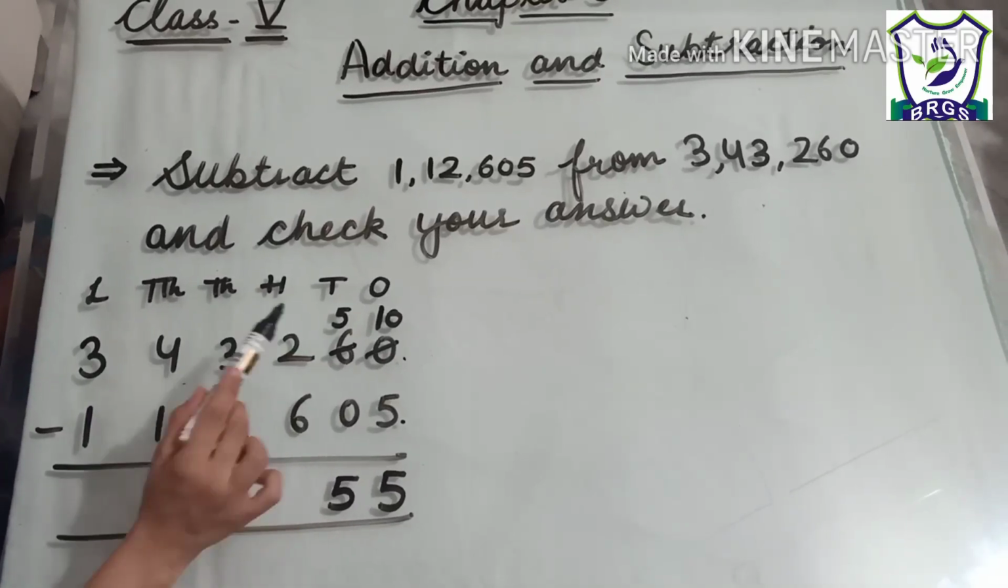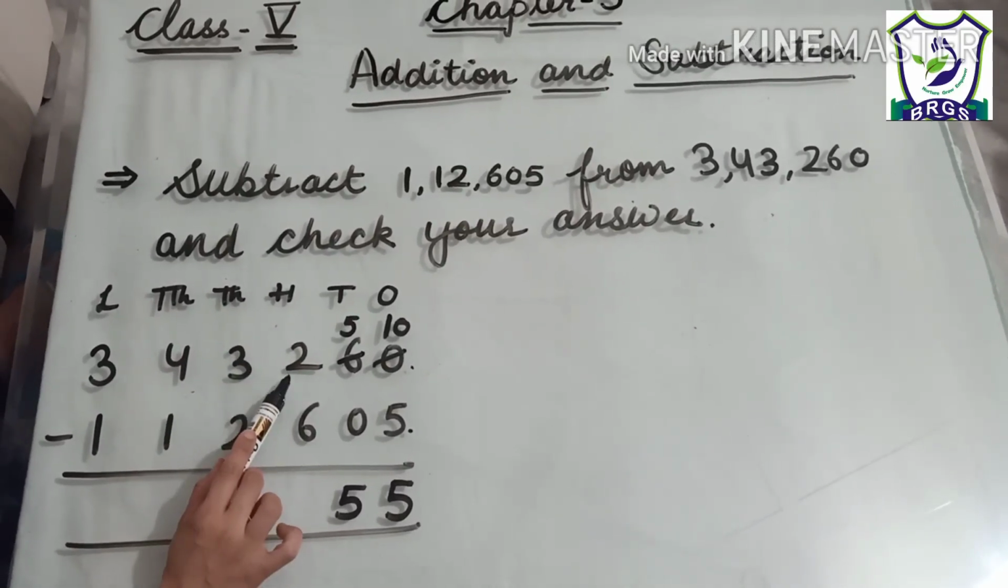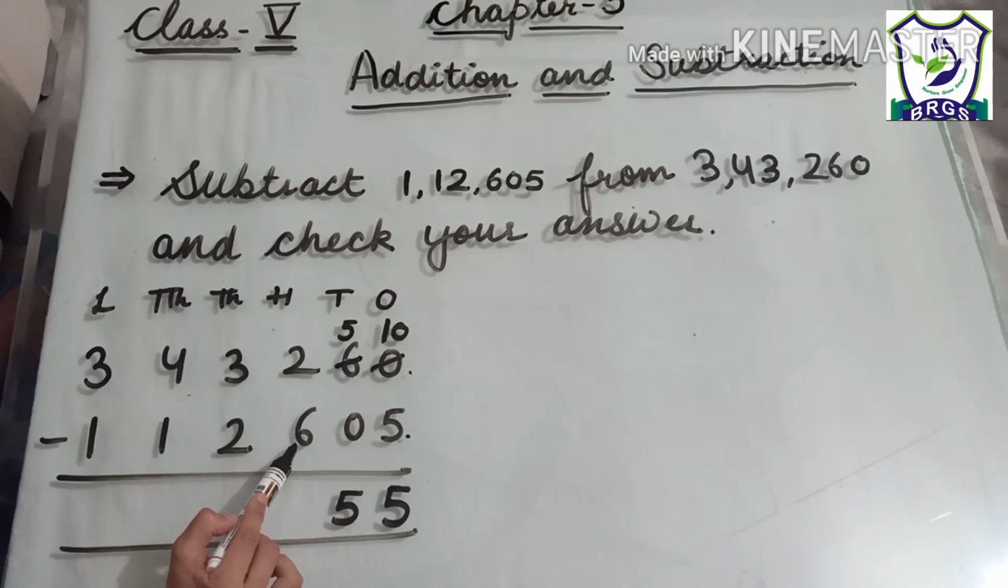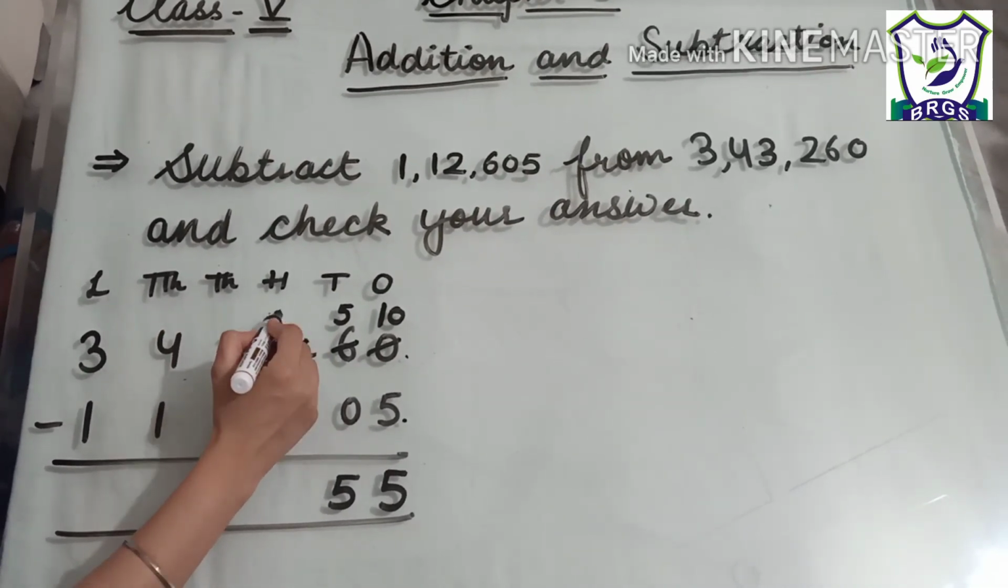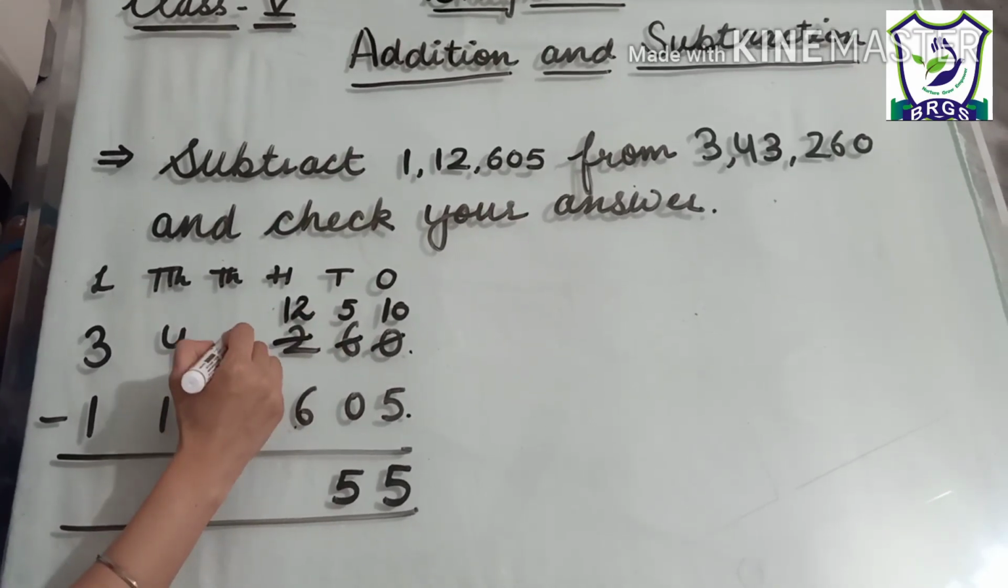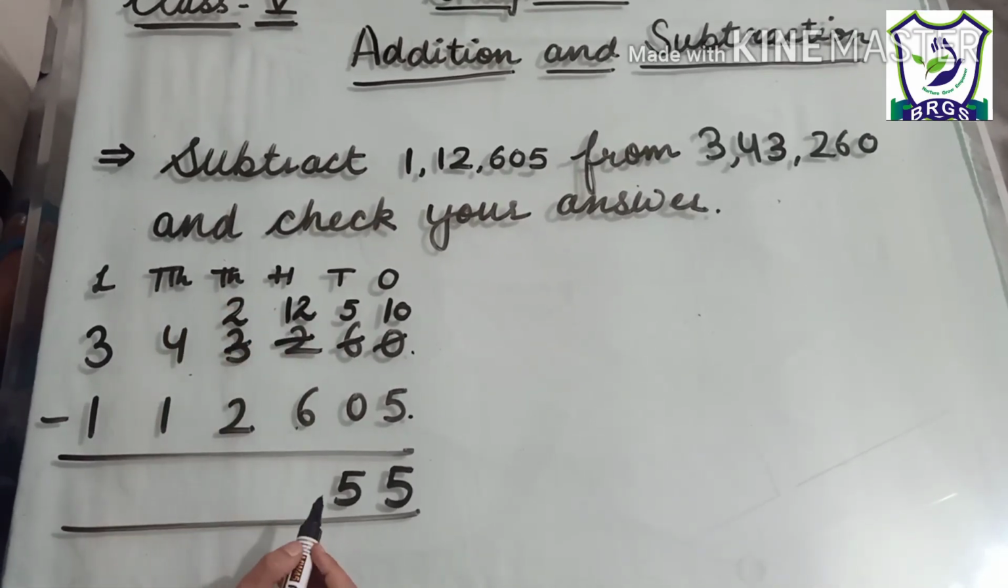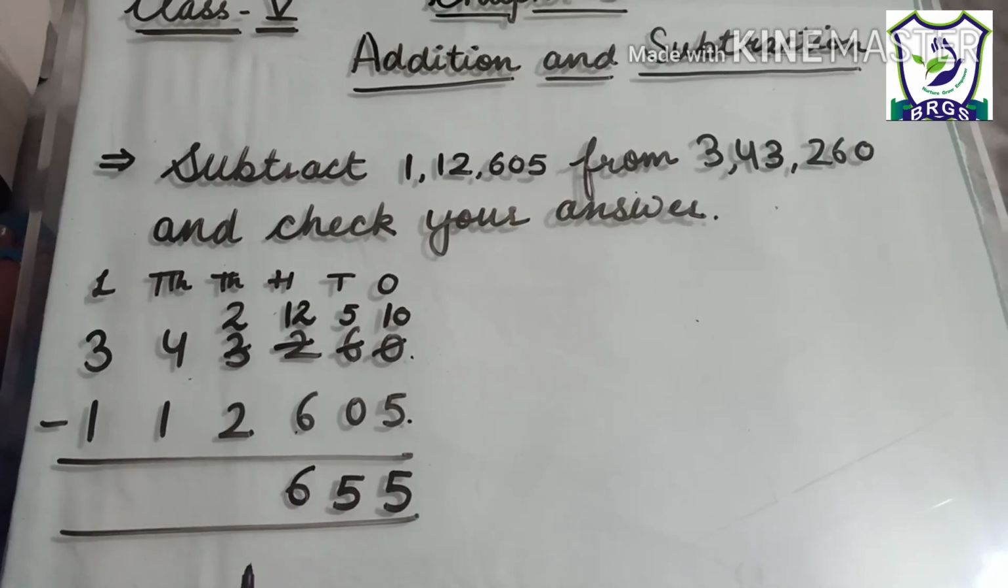Next, move to the 100 place. Here it is 2, here it is 6. And we cannot subtract 6 from the 2. So what we will do? We will borrow one carry from the thousands place and it becomes 12 and this will become 2. So 12 minus 6 will be 6.